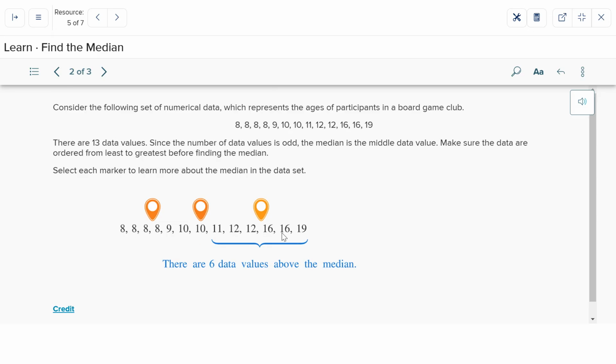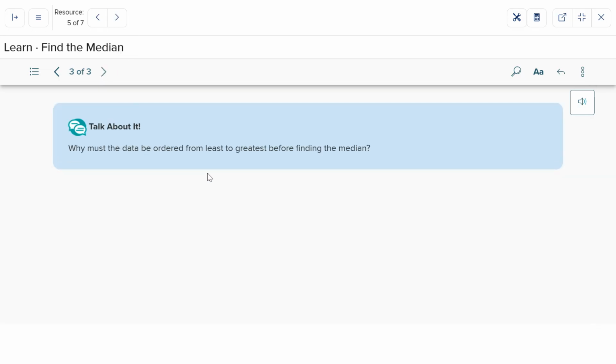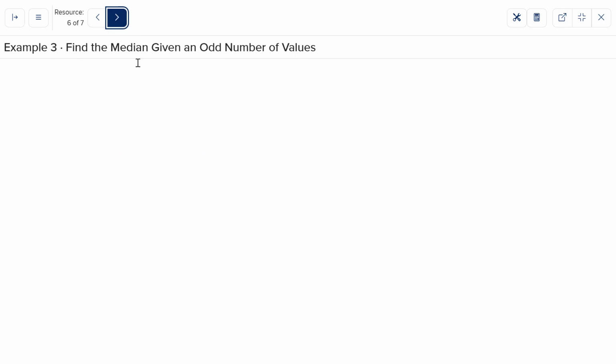So it's nice and easy when it's an odd number. Just make sure you put them in order from least to greatest. Why must it be in order from least to greatest before finding the median? Because otherwise you're just grabbing some random number and it's not going to represent the middle of the data.